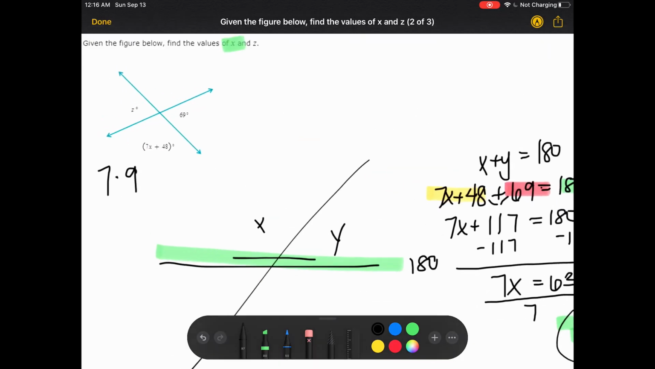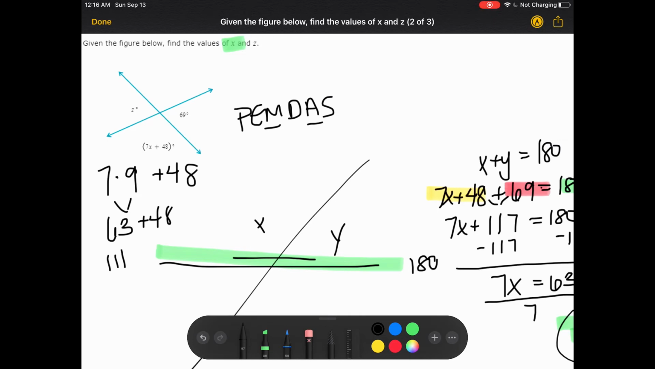So 7 times 9 plus 48. Okay, so I think about my PEMDAS. I multiply before I add, so this is 63 plus 48, and 63 plus 48 is 111. Okay, so because I inputted that, I know that this angle right here is 111 degrees.